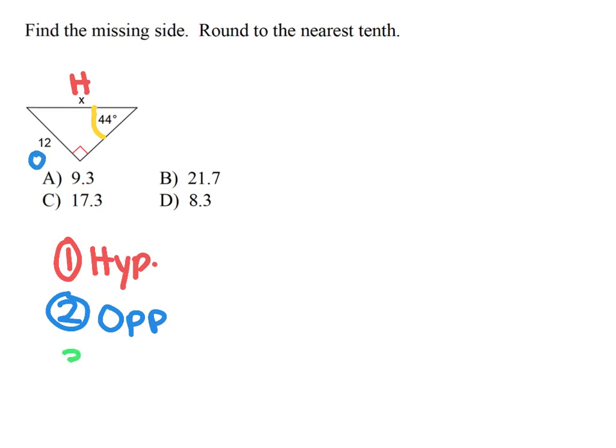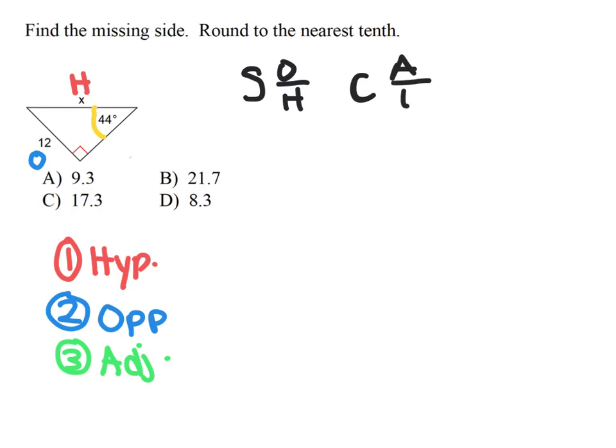And lastly, the adjacent, which is this remaining side. Now we have nothing on the side with the adjacent, so I can erase that, which leaves me with an O and an H. So using SOHCAHTOA, since I have an opposite and a hypotenuse, we would have to use sine.